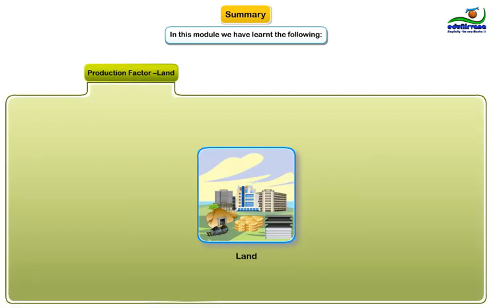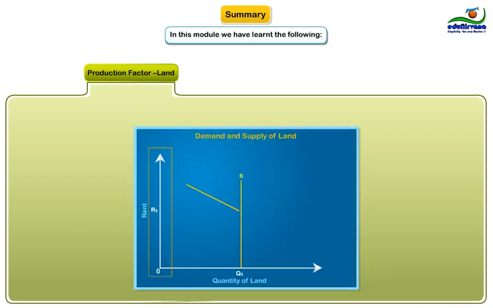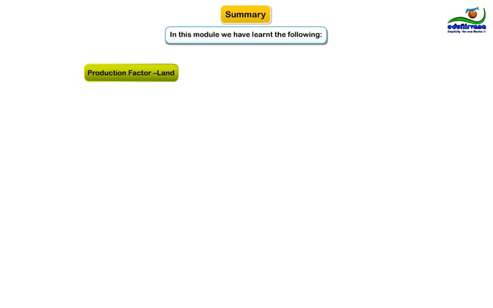The third factor of production, viz. land, was then touched upon. Its price is economic rent, which is a payment for the land in excess of opportunity costs. It was discussed that the supply of land is considered constant in economics and the demand is downward sloping.